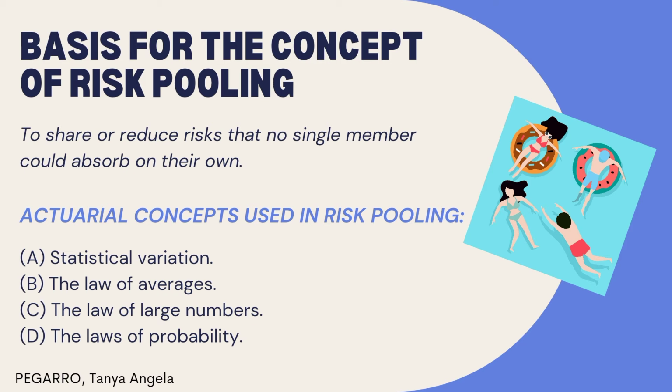D. The laws of probability. It is a statistical method used to predict the likelihood of a future outcome. This method is used by insurance companies as a basis for crafting a policy or arriving at a premium rate.